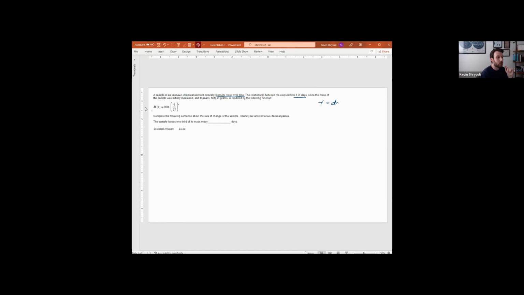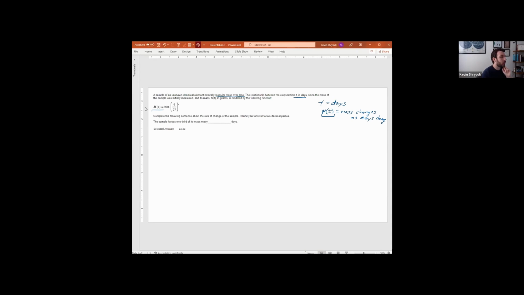T is days. All right, since the mass of the sample was initially measured, and it's mass M of T, so this right here, capital M means mass. M of T means mass changes. So is M of T one variable altogether, or is T also considered its separate bit? Nope, it's all one thing. Yep, M of T, that's a story. So it's saying that if I wanted to describe the mass is going to change as the days change. It's a function. So it says mass is a function of time.